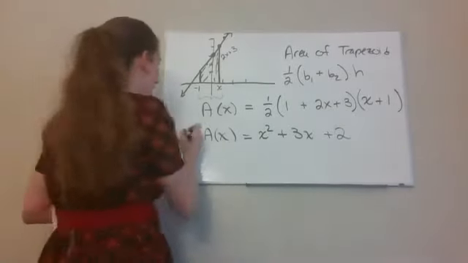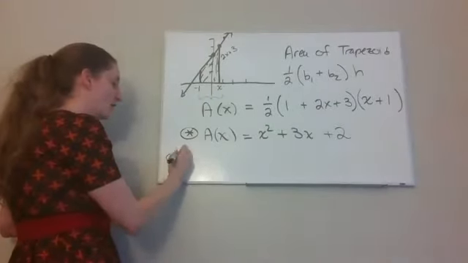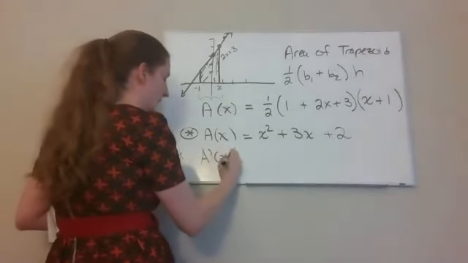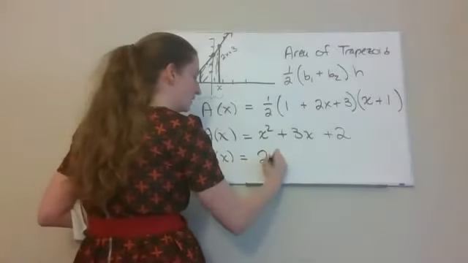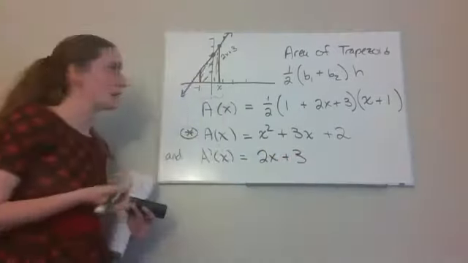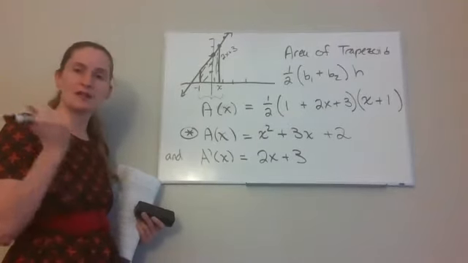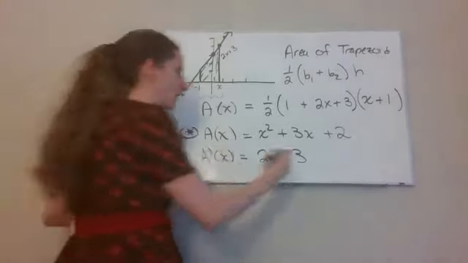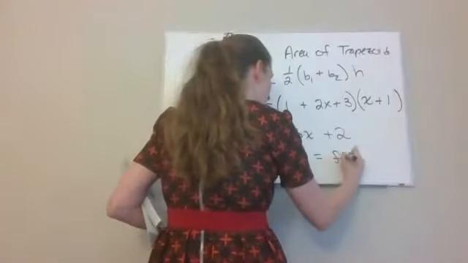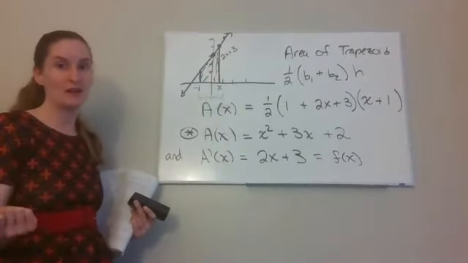The other part of this problem asked us to find the derivative of our area function. When I take the derivative of the function I got, I get 2x plus 3, which should sound very familiar because that's the function that I'm finding the area underneath. This was my original f of x. Is that a coincidence? Absolutely not.